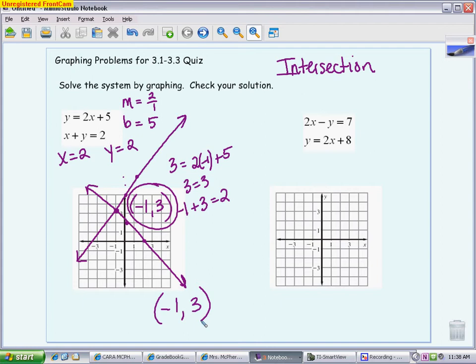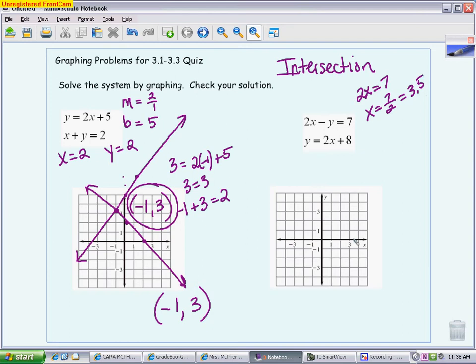The second one, same directions. Same thing as far as the look. I have one that's in standard form, one that's in slope-intercept form. If you want to make all of them slope-intercept form, you're welcome to rewrite those and get y by itself. I'm going to keep it the way it is and just say, well, that means that 2x equals 7 when I cover up the y's. So x equals 7 halves, or 3.5 if you prefer the decimal.